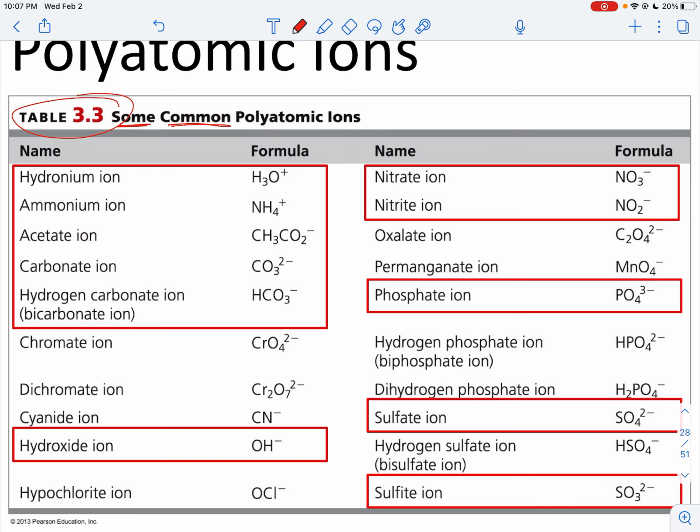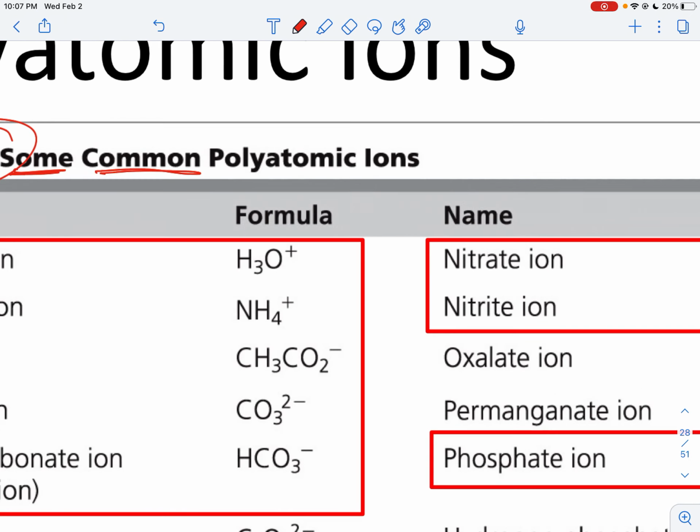So there are other polyatomic ions that are not on this table, but I want to break down this word for a second. Poly means many.